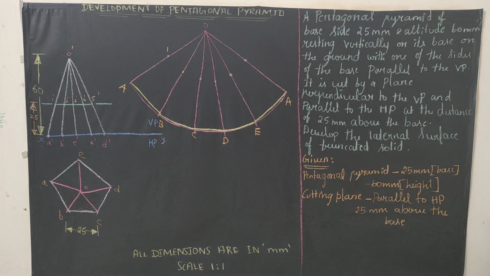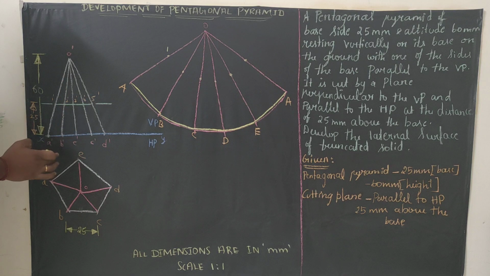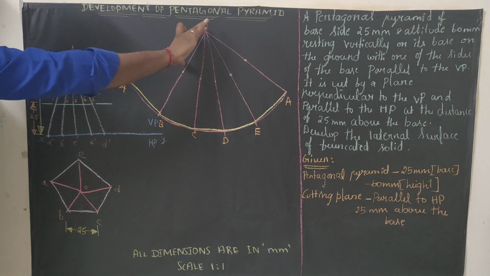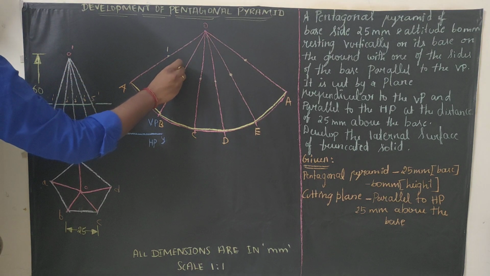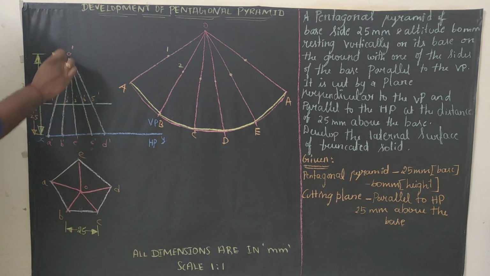So see here, we need to measure from O dash to 2 dash. O dash to 2 dash is between O and B dash, right? So measure from O dash to 2 dash, and from here you need to keep a point. That point is called 2. Okay, 2. Measure from O dash to C dash, which is between O dash and 4 dash.